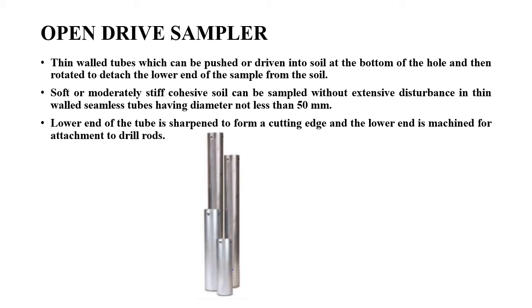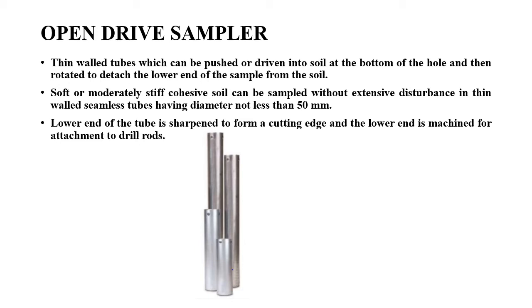And these open drive samplers can be made as a seamless tube, that is, a one piece tube, or as a split tube. Split tube means you can split this entire cylinder into two parts. In such cases the sample retrieval will be quite easier. One example of a split tube open drive sampler is a split spoon sampler, that is the penetrometer used in standard penetration test.